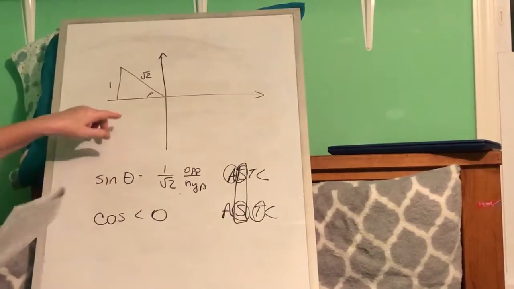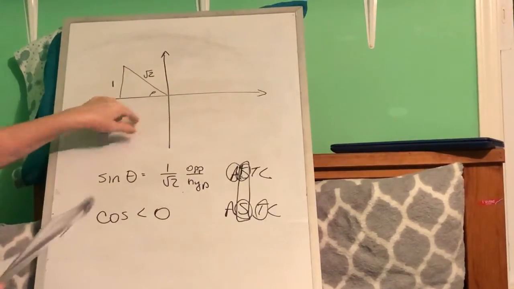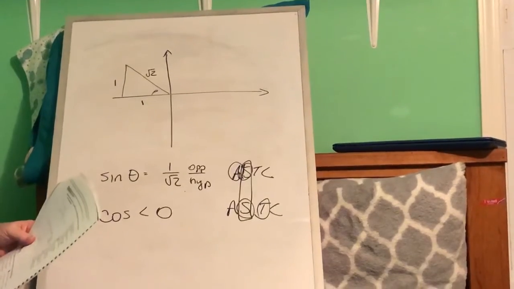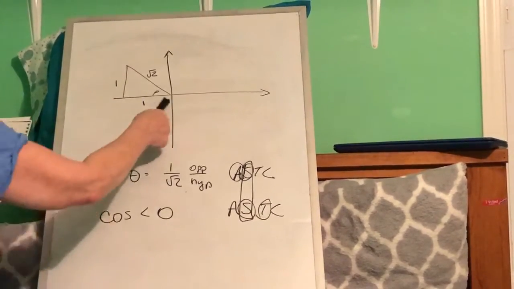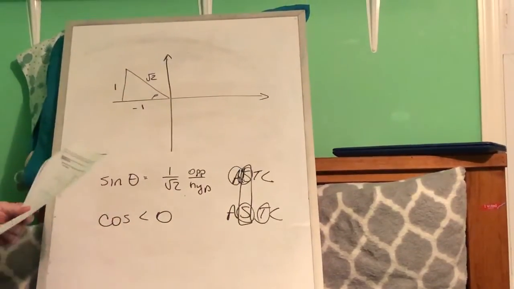Now, you may recognize that if the hypotenuse is the square root of 2 and one of the legs is 1, that forces the other one to be 1. It's a 45, 45, 90 triangle. If you don't recognize it, work the Pythagorean theorem to find it. But again, because we're in the second quadrant, x is negative, so I have to remember to put that in.